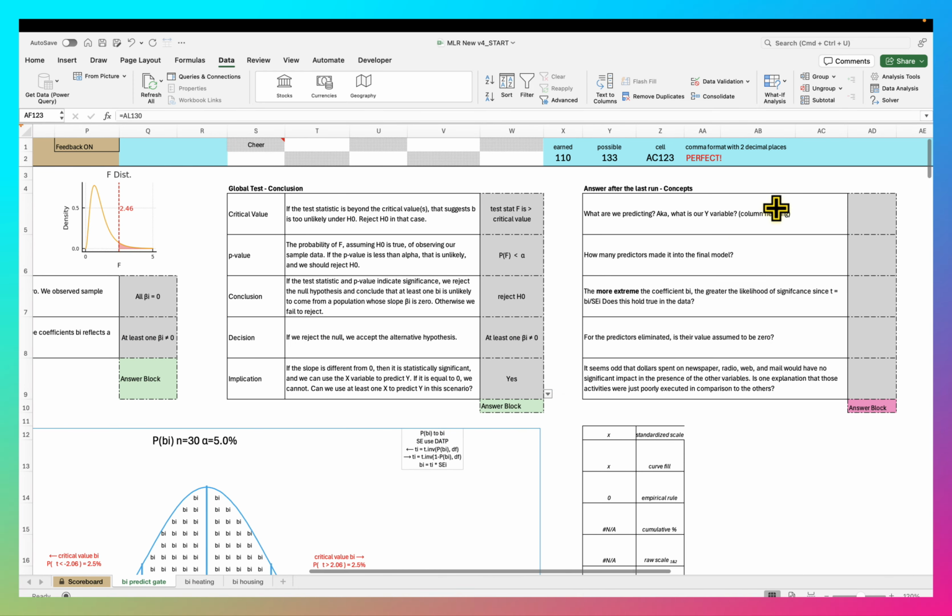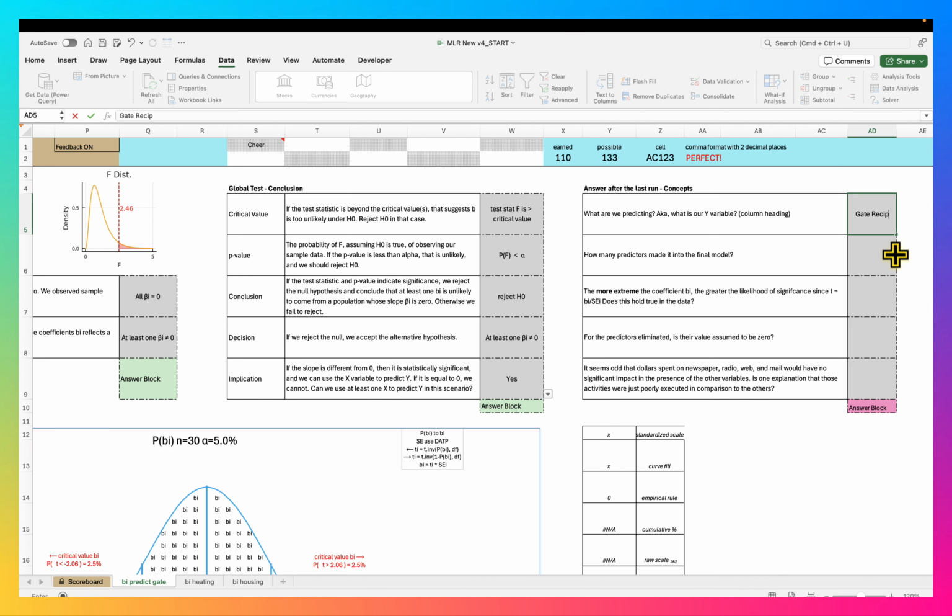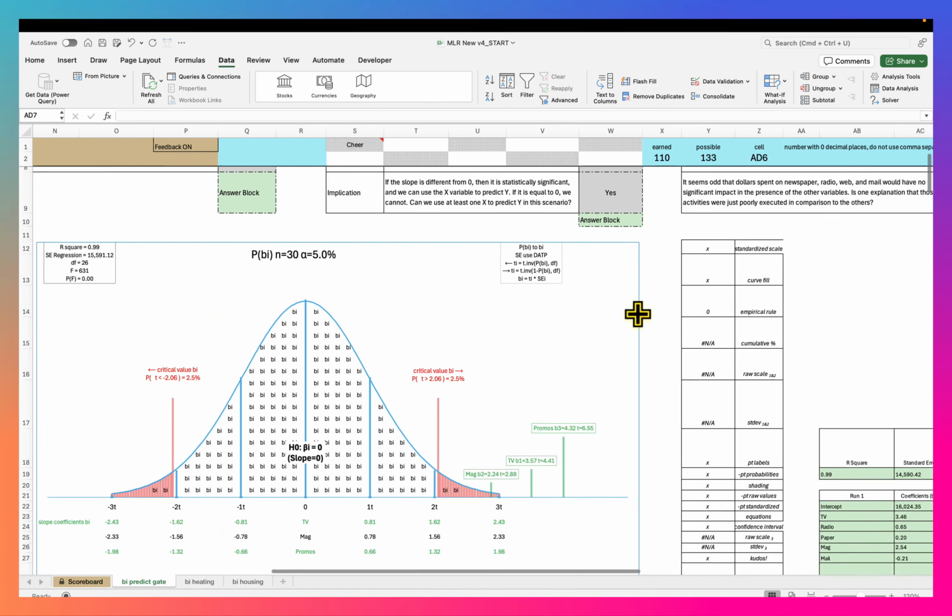So, what are we predicting? What's our Y variable? That's gate receipts. How many predictors made it into the final model? 3. The more extreme the coefficient Bi, the greater the likelihood of significance, since the t-score is Bi divided by the standard error. Does this hold true in the data?